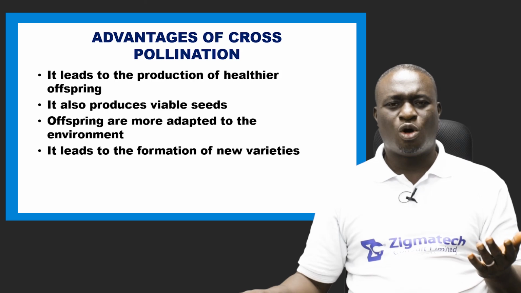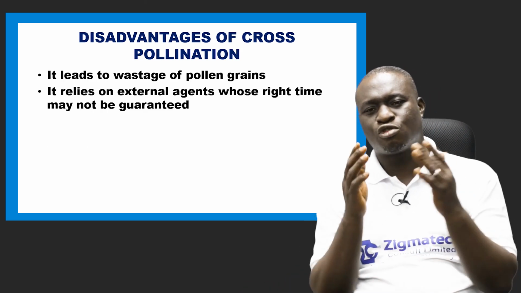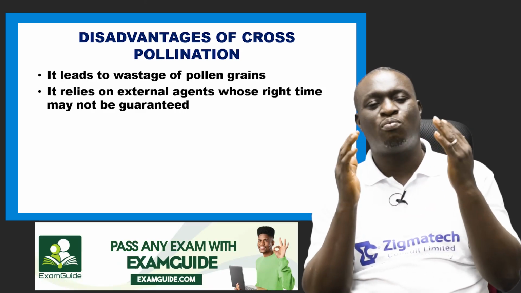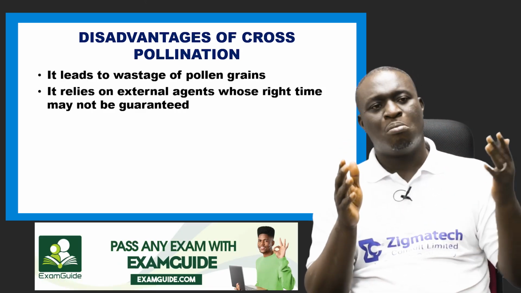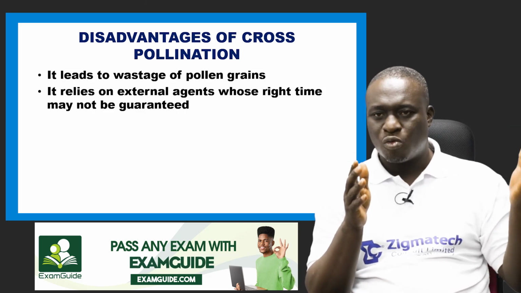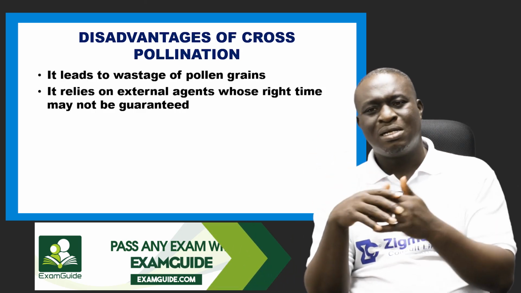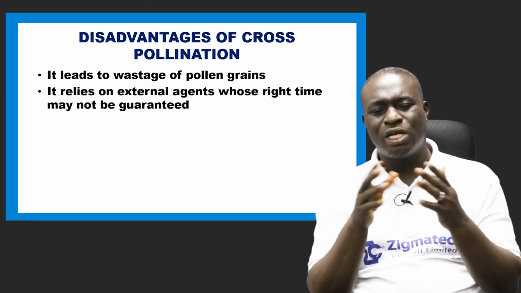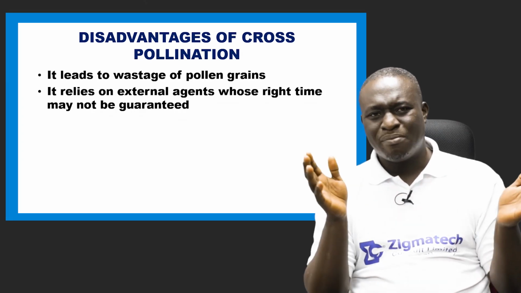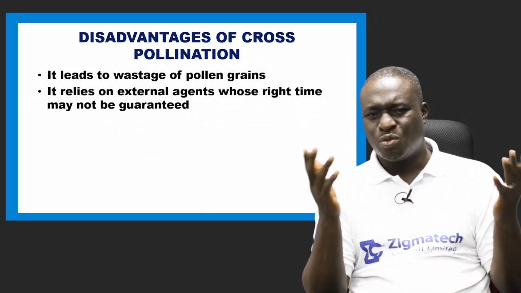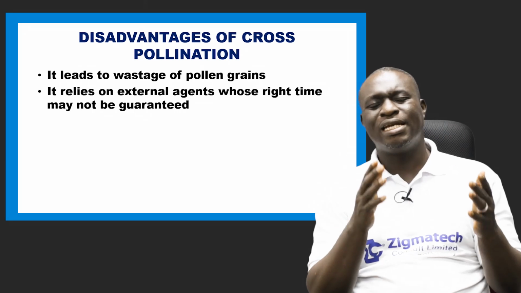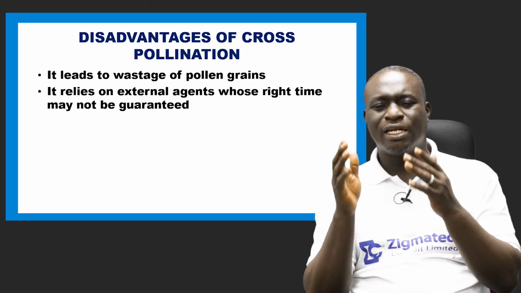Now, what are some of the disadvantages of cross-pollination? Number one is that it leads to wastage of pollen grains. Very true. Most times when these pollen grains are being transferred or carried from one flower to another, there are possibilities that these pollen grains might fall off, might die off, and might be carried away by so many things. And that is a waste. That is a very big waste. So it leads to wastage of pollen grains.